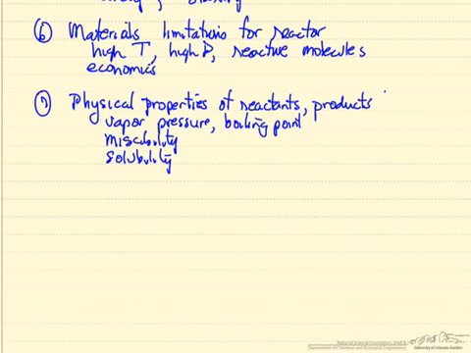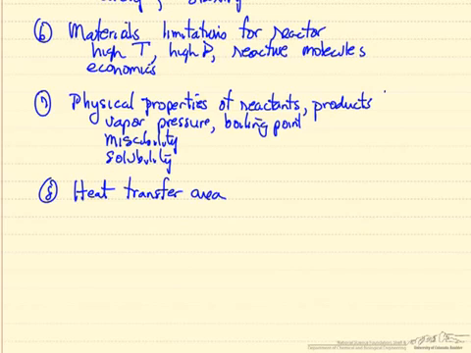The next aspect is the physical properties of reactants and products, things like vapor pressure, boiling point. Does the liquid stay in the liquid phase at the temperature we pick for reaction? Solubility, when we look at gas-liquid reactions, solubility is a function of temperature, and therefore that's going to affect the rate. Miscibility, and other physical properties like viscosity, are going to change with temperature.